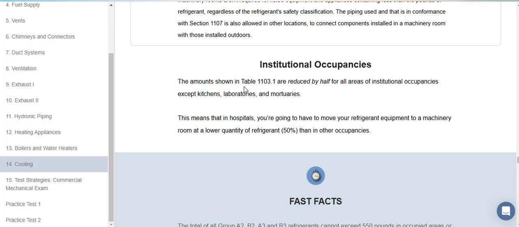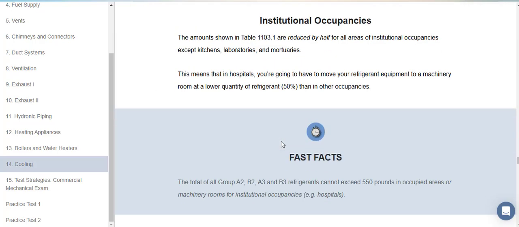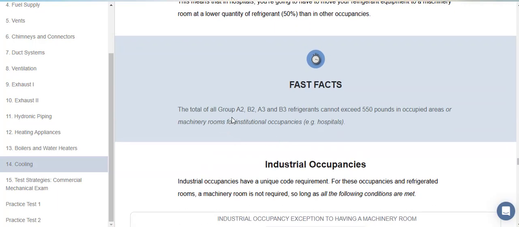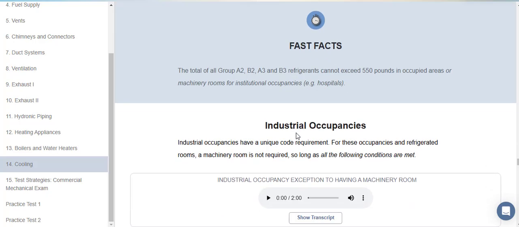Institutional occupancies: the amounts shown in Table 1103.1 are reduced by half for all areas of institutional occupancies, except kitchens, laboratories, and mortuaries. This means that in hospitals, you are going to have to move your refrigerant equipment to a machinery room at a lower quantity of refrigerant, 50% less than in other occupancies. Fast fact: the total of all group A2, B2, A3, and B3 refrigerant can't exceed 550 pounds in the occupied areas or machinery room for institutional occupancies, for example hospitals.